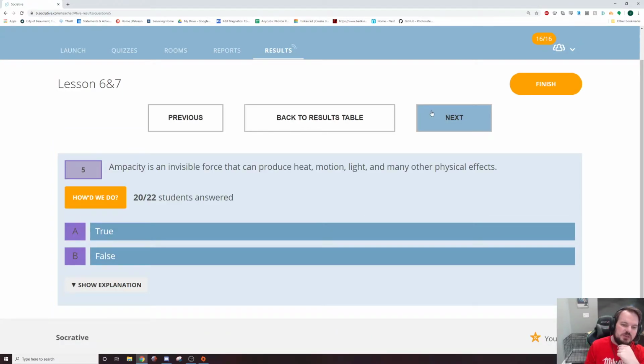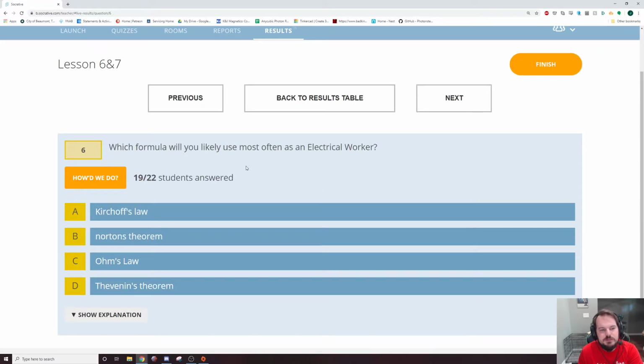Ampacity is an invisible force that can produce heat. This is false. Electricity is the invisible force that creates all of those things. So it's a little bit of a trick question. Which formula will you likely use most often as an electrical worker? Ohm's law. You will use Ohm's law most often, and Kirchhoff's law is a close second. You won't actually use Kirchhoff's law, but the concepts of Kirchhoff's law will be used almost immediately.